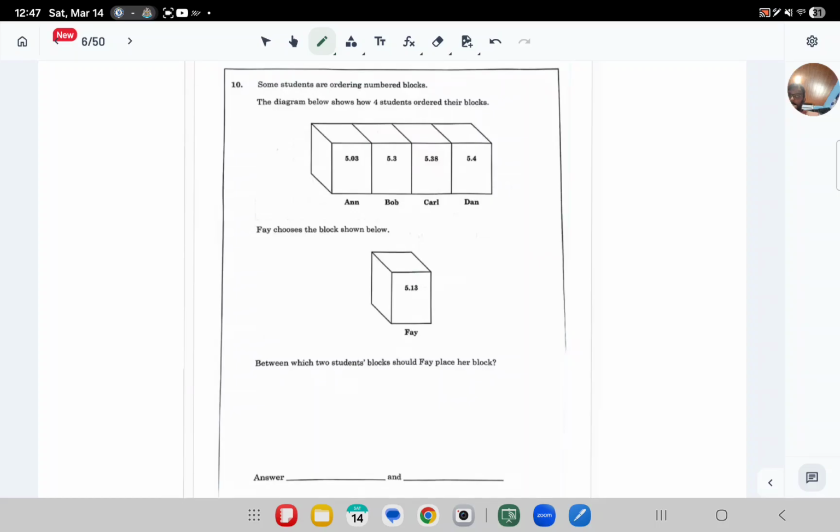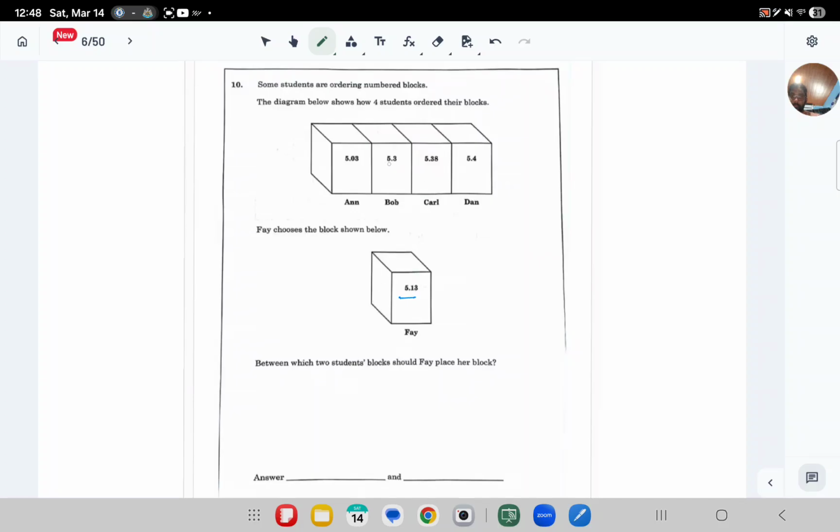Number 10, some students are ordering numbered blocks. The diagram below shows how 4 students order their blocks. Faye chooses the block shown below. Alright, so we realize that the blocks are placed in ascending order because it's from the smallest going to the largest. Looking at this here now, we realize Faye's number is 5.13.